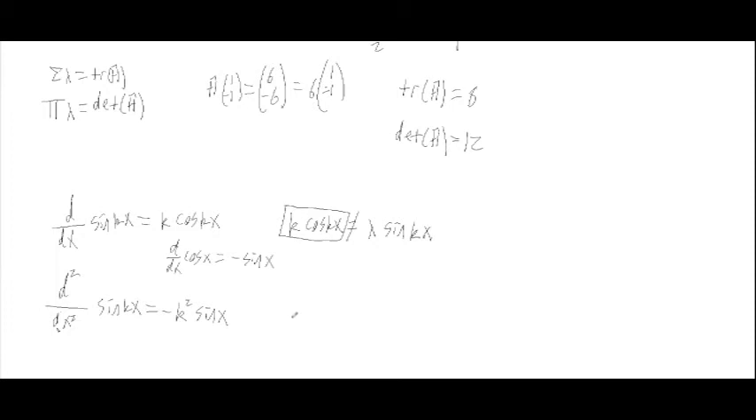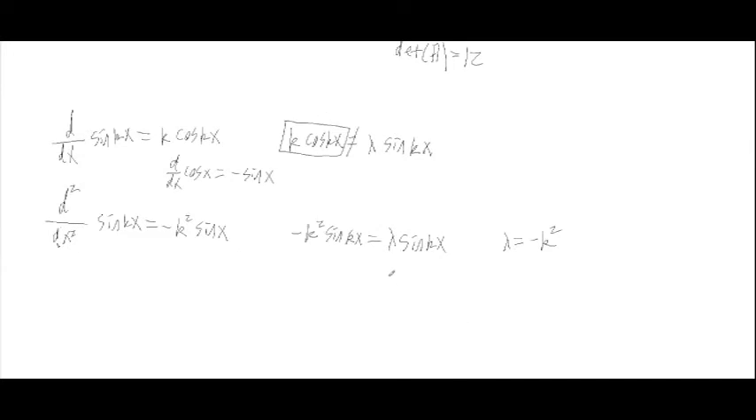And so if we take our minus k squared sine of kx equal to lambda, some scalar, times sine of kx, well, yeah, this is true if lambda is equal to minus k squared. And so minus k squared here is our eigenvalue, and it's the eigenvalue of this operator, the second derivative with respect to x, acting on our sine function.